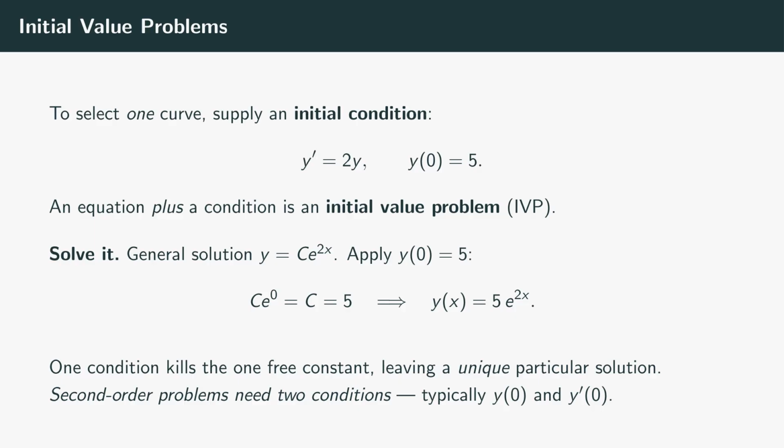The pattern generalizes by order. A first-order problem needs one initial condition. A second-order problem needs two, typically the starting value y of 0 and the starting slope y prime of 0, which physically is a starting position and a starting velocity. Order in, conditions in, unique curve out.